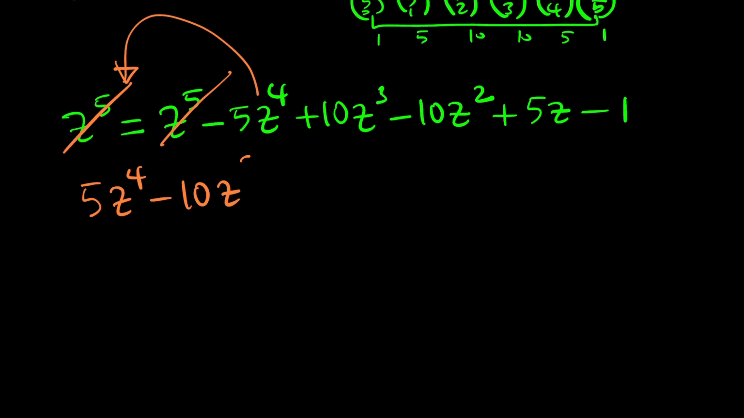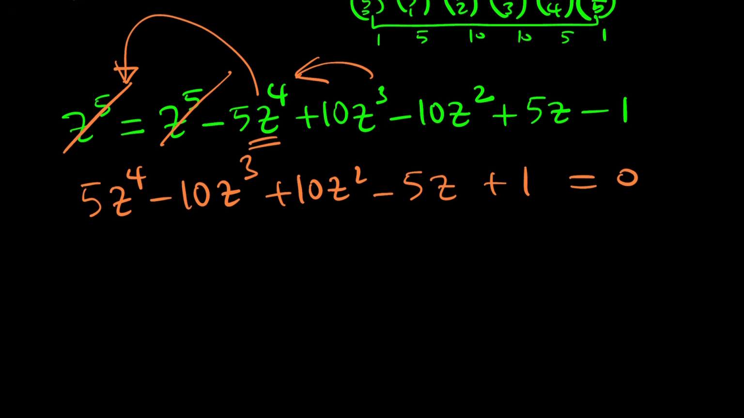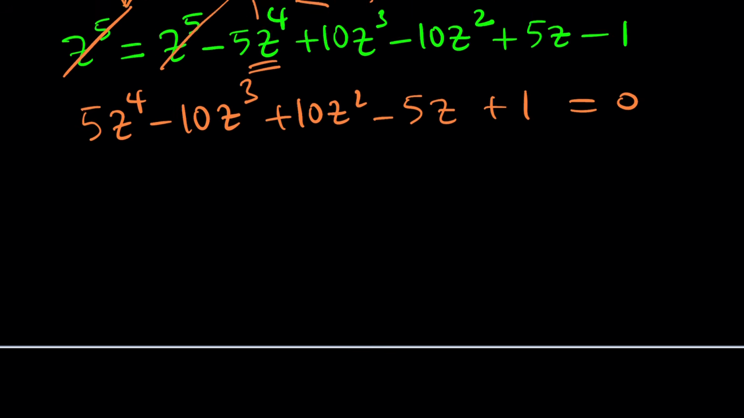Minus 10z to the third, and then plus 10z squared. What I'm doing is basically putting everything on the left-hand side so that this term can be positive, and then minus 5z plus 1 is equal to 0. Great. So that's a quartic, and guess what? Quartics can be solved. Bad news is they're complicated. First of all, if you want to solve this problem, you'll probably either multiply both sides by something to make it good, or divide everything by 5, which is going to give you some fractions, and then you're going to do some completing the square stuff. Let me quickly show you what that's going to look like.